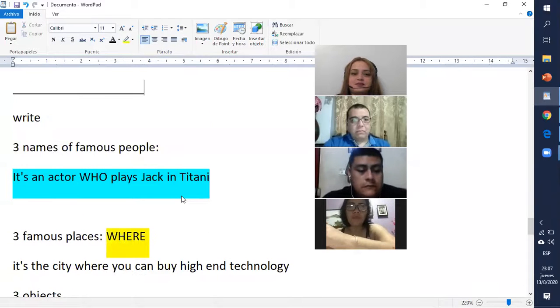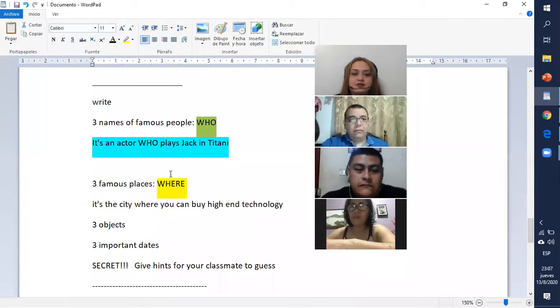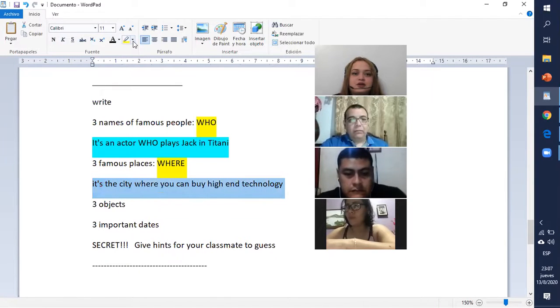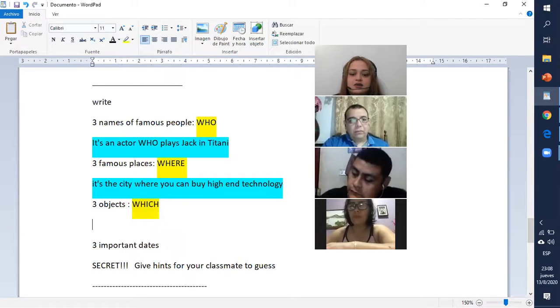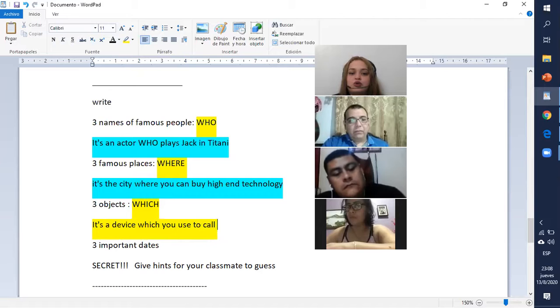Who knows the answer? Japan? Yeah, but what is the city? Tokyo, exactly. Very good, that's the answer. Great job. So this is the example, and you guessed the answer. Okay, now an object. For an object, what relative clause can I use, guys? Which, exactly. So we're gonna say an object, or it's a device, un dispositivo, which you use to call your friends. What is the answer? It's a cell phone, very good.